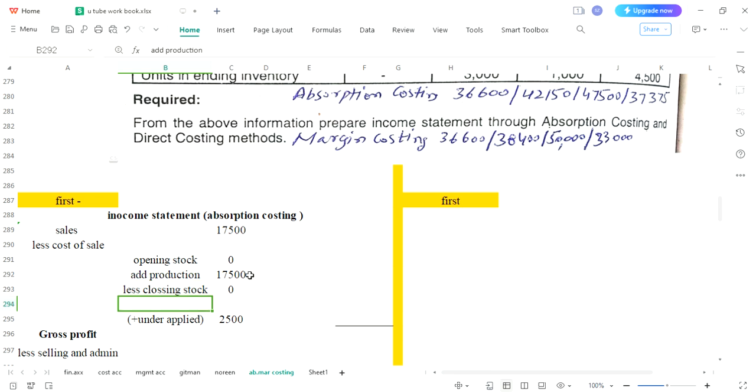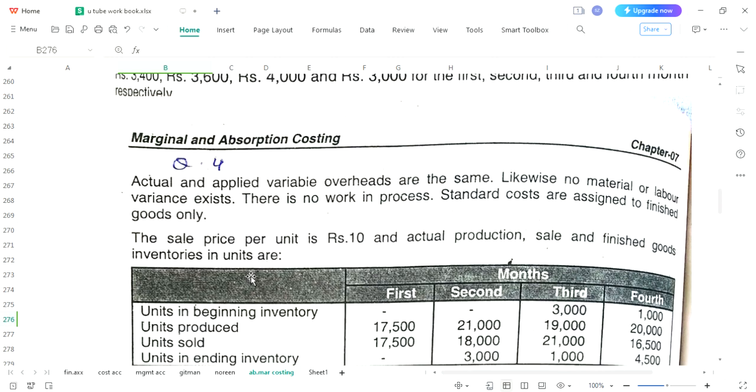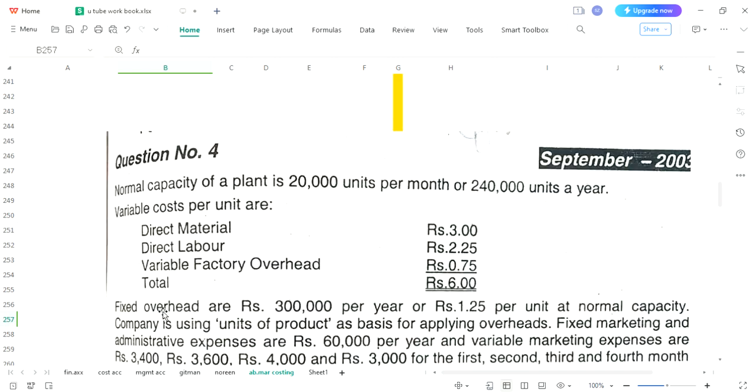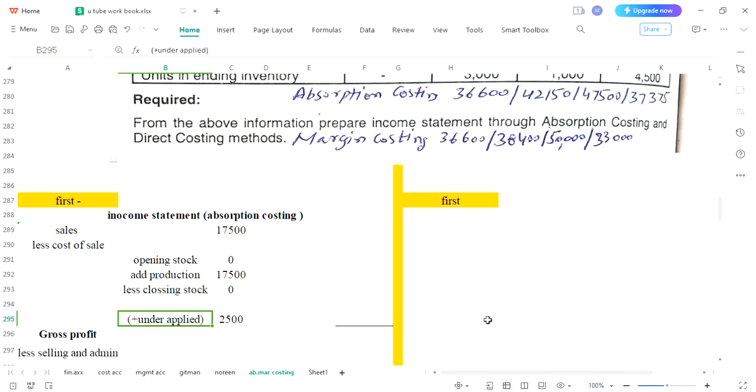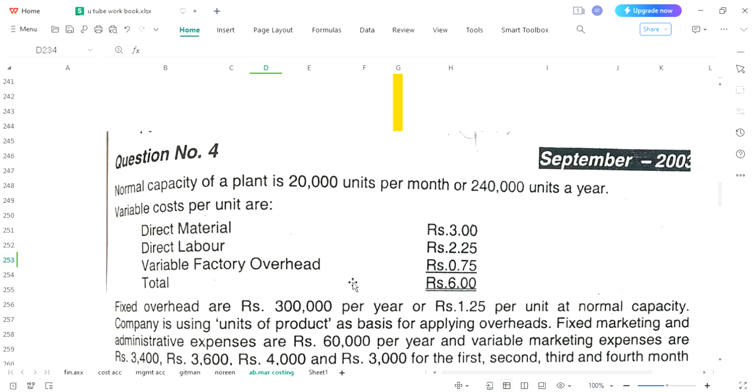And beside this, we do know that under or over applied FOH is directly associated with fixed cost, and fixed cost is mentioned over here, fixed 1.25 per unit. So we will immediately write 1.25 in front of under or over applied. Now we need to write down total per unit cost, and for that, let's see. This was your variable cost and this was your fixed cost, 1.25.